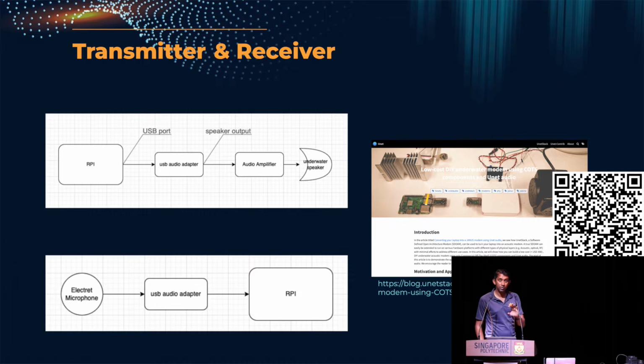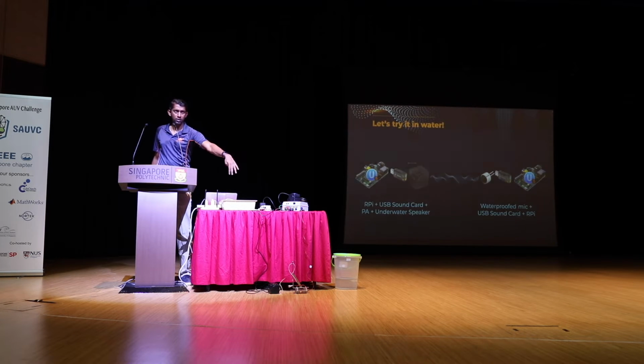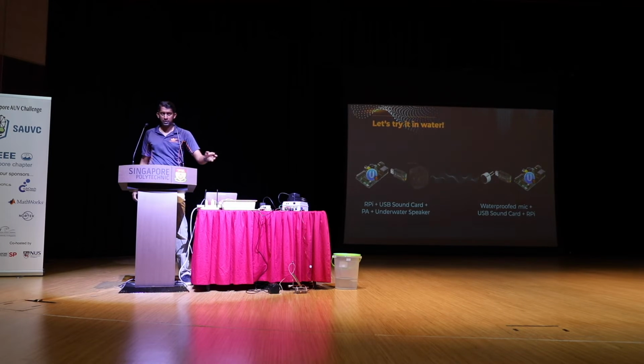So translating the blocks that I showed you earlier to this particular build, I have a Raspberry Pi, USB audio adapter, amplifier, underwater speaker, and on the other side, a microphone. I don't have any amplifiers because it was doing more than good enough. USB adapter and Raspberry Pi, right? And like I said, all the details are in the blog. So let's see whether it works. I have both of them here, just down in front of the table.